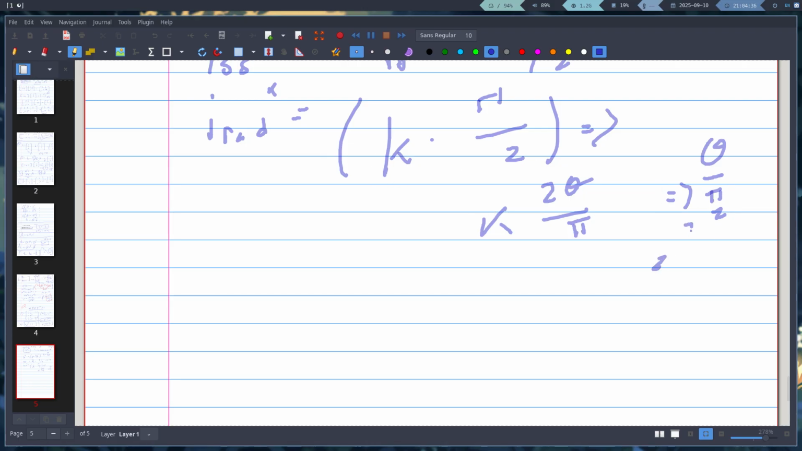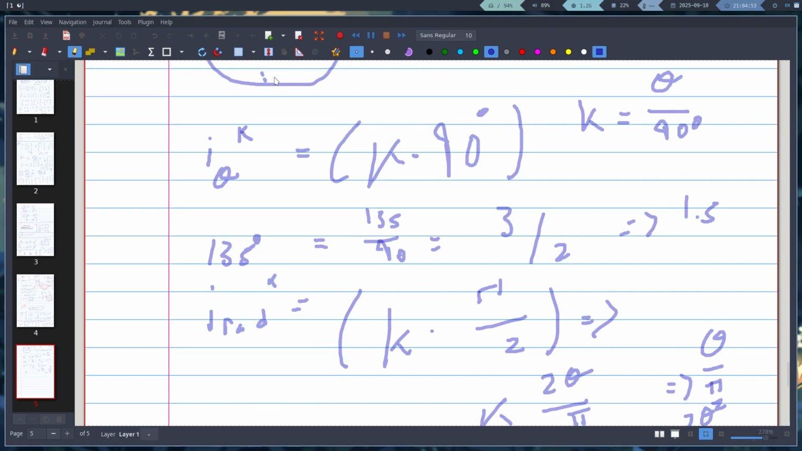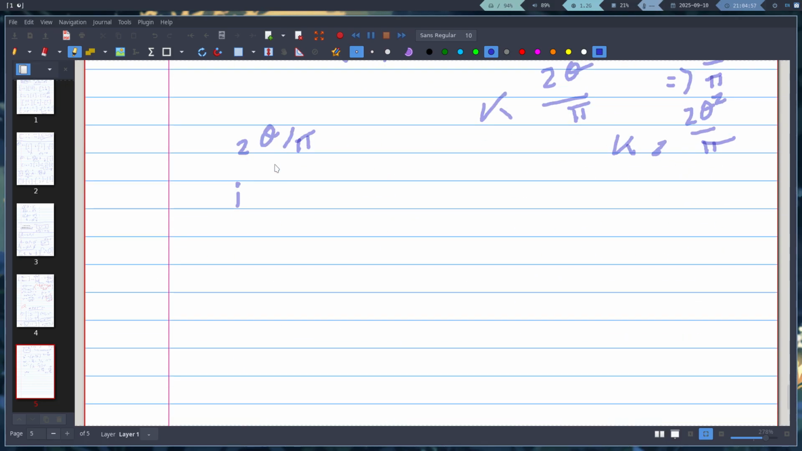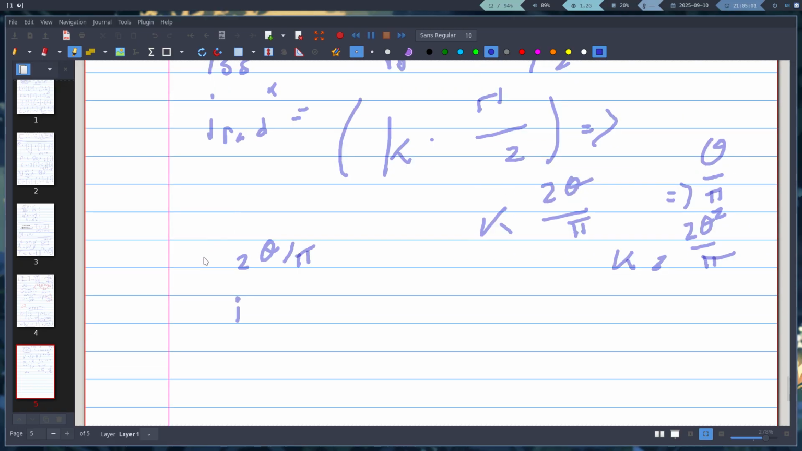You just get 2 theta over pi. So fairly simple stuff there. So this is k, remember this is k. So i raised to the 2 theta over pi is going to take you anywhere on this unit circle. Any angle you want to get in radians, you just plug it in here and you're going to get it.